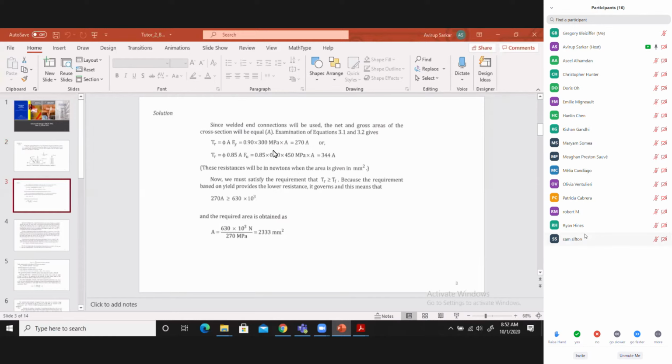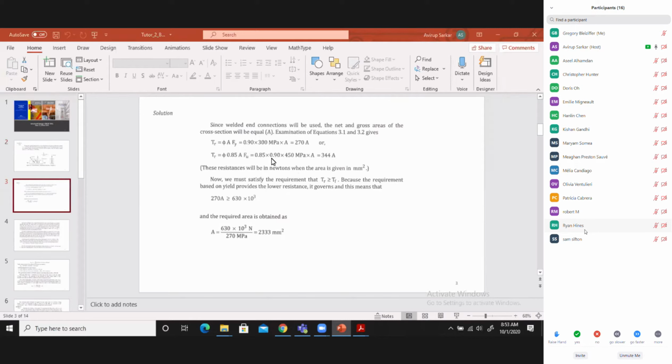Okay, and then what we will do, when we get the required area or an estimate of the required area, we will choose the section in such a way that the area is more than that from the handbook, and in that way if we plug the area values back into the formulas, our capacities will be more than the factored force. Okay, so this is the philosophy in which we proceed while doing steel design.